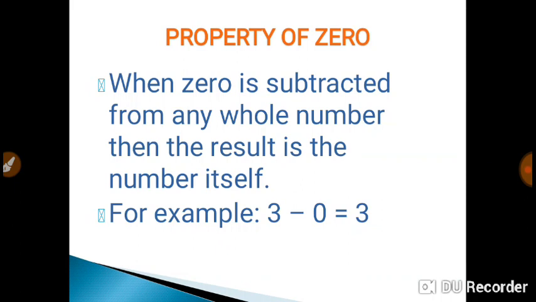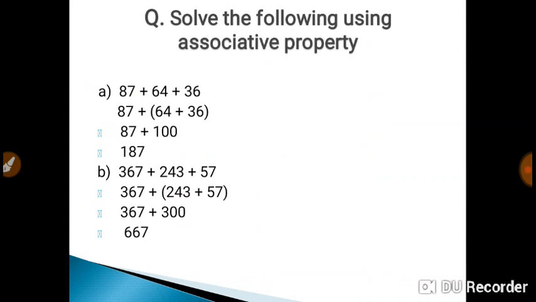The next property is called property of 0. This property says when 0 is subtracted from any whole number, the result is the number itself. For example, 3 minus 0 is 3. Or you can say that A minus 0 is A, where A is a whole number.